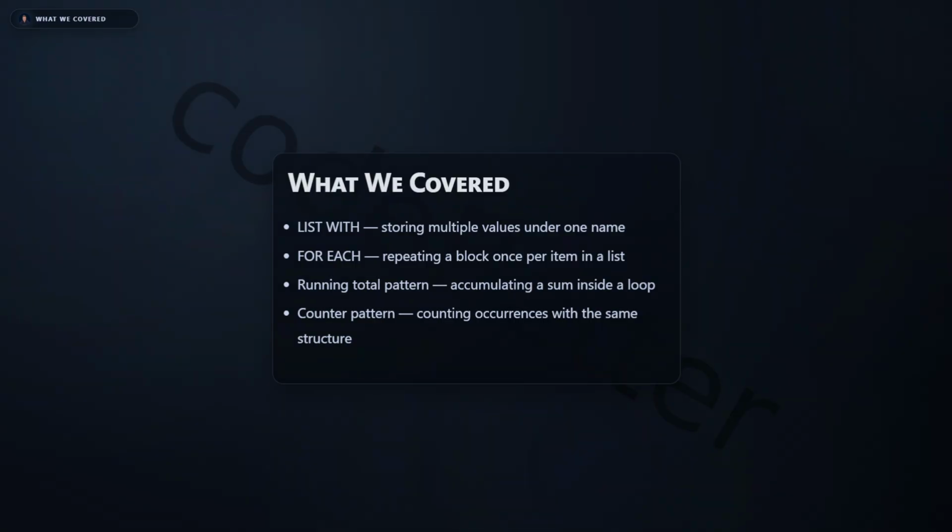In this lesson, we built a shopping cart from scratch. We used list with to collect item values, for each loops to process them one at a time, and the running total pattern to calculate a sum. We also saw that adding one per pass instead of a price gives you a count, and that decisions can be layered on top of loop results to apply discounts. These patterns appear together in almost every data processing system.